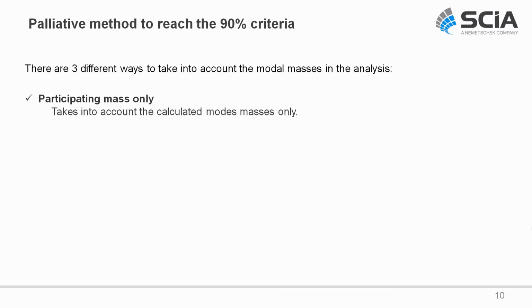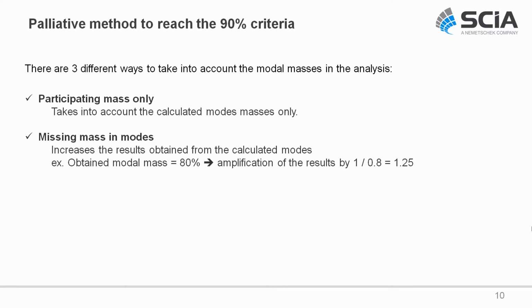Participating mass only. This method takes into account the calculated modes' mass only, so you consider only the participating mass. It's like you are telling the software to not include all the mass in the calculation. Missing mass in modes. The program recalculates the missing mass in modes that have already been computed by increasing the results obtained from the calculated modes. For example, if we get 80% participating mass, the results will be amplified by 1 divided by 0.8, which equals 1.25.